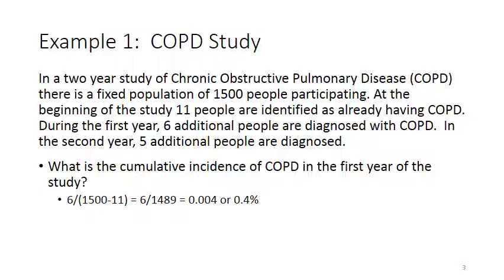The cumulative incidence of COPD in the first year of the study is calculated by dividing the 6 people who were diagnosed with COPD during the first year by the population at risk. The population at risk is the 1,500 minus the 11 people that already have COPD. The cumulative incidence for this example is 0.4%.